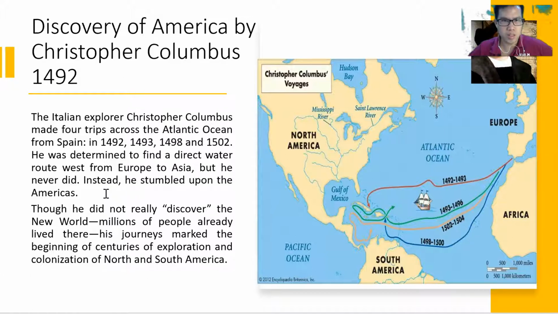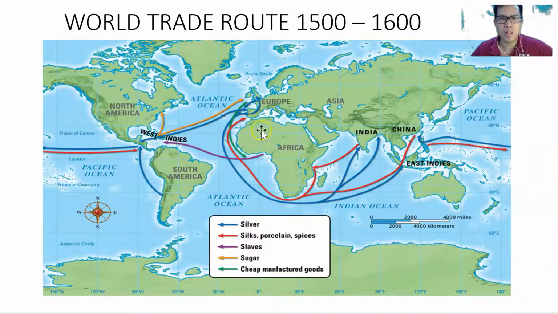Since Christopher Columbus didn't make it, after that, from 1500 to 1600, they continued. Instead of going through the inner road, they took a detour around the bottom of Africa. You can see they used this route instead to bring the spice trade into Europe.